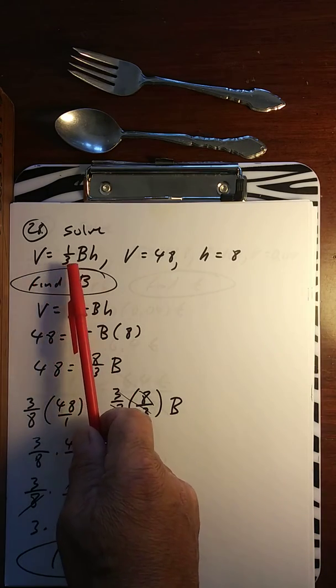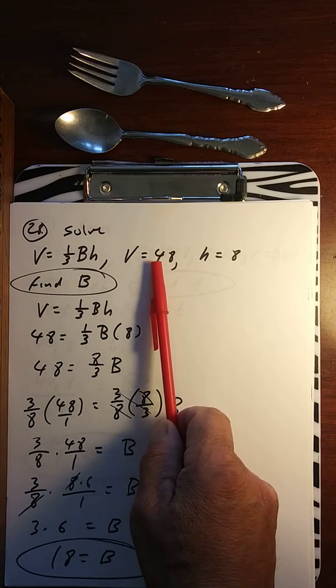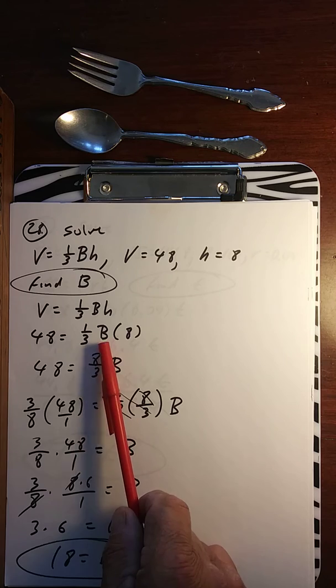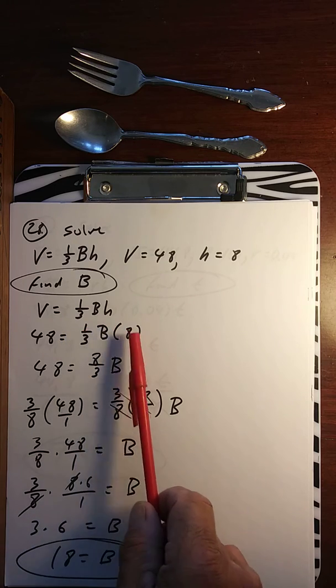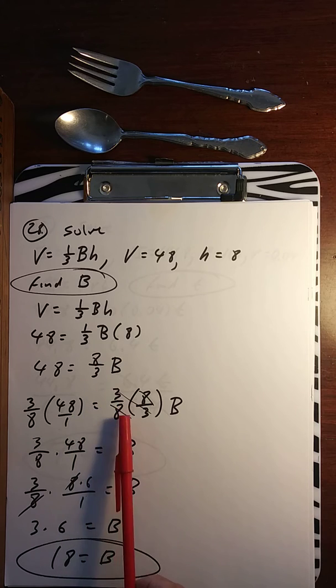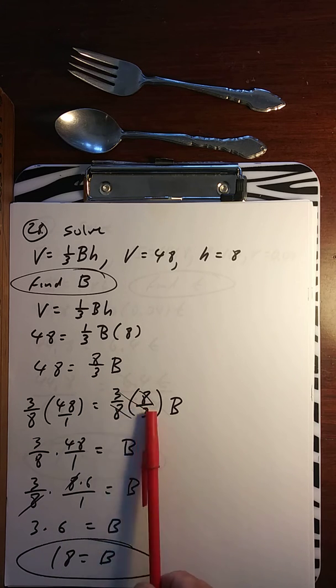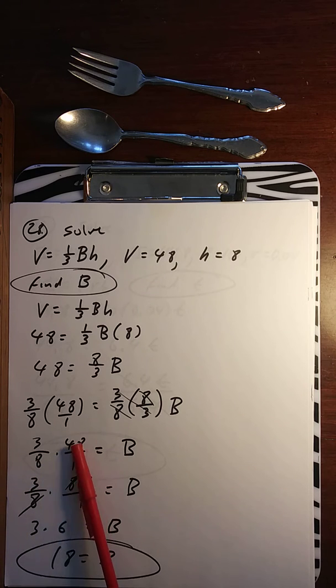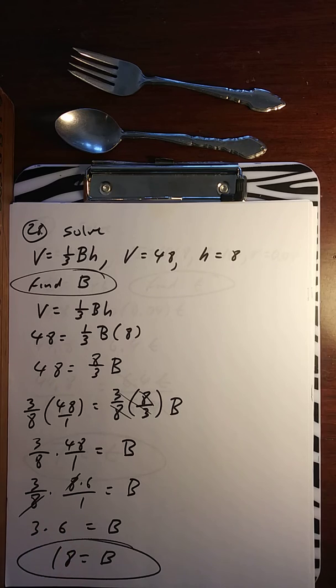V equals 1/3 BH. I know V is 48. H is that. Put the numbers in there that we know. We have a missing number right there. So 1/3 of this is going to be 8 over 3, multiplied by 3 over 8, the reciprocal of it. That cancels out. So now 8 times 6 is 48, so 8 and 8 cancel. We have 3 times 6, which is 18.